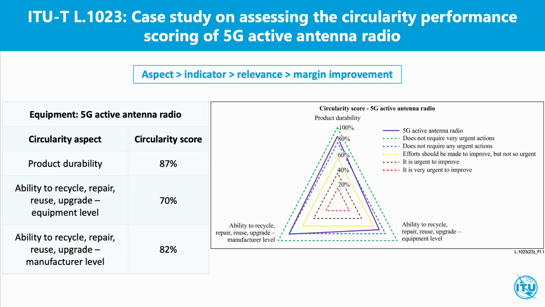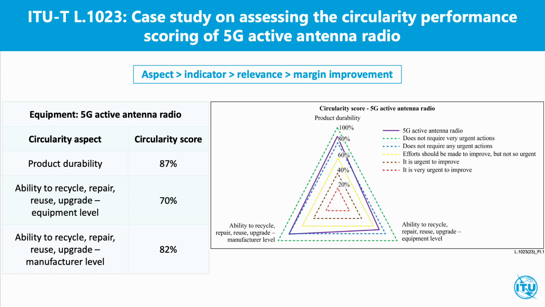Here is an example to show how this all works in practice. Using the L.1023 methodology, the circularity performance of a 5G active antenna radio was assessed. This helped identify which aspects were strong, such as software support, and which needed further attention, like environmental footprint transparency. This is exactly what L.1023 is designed to support, empowering companies to design smarter, more sustainable products, and helping the ICT sector move closer to circular economy goals.